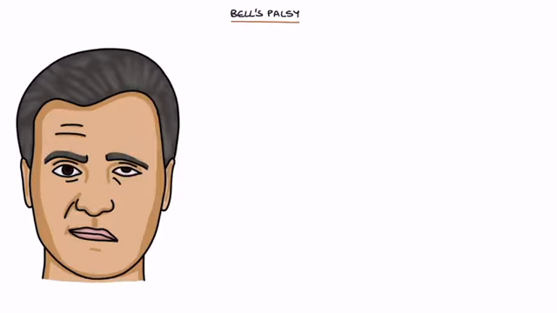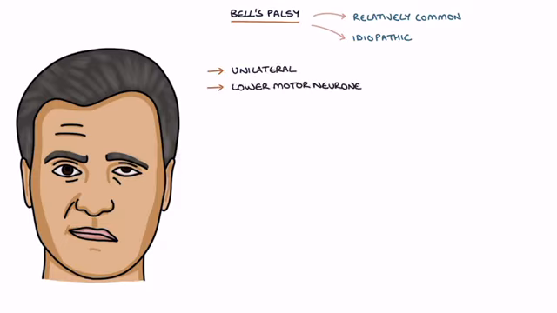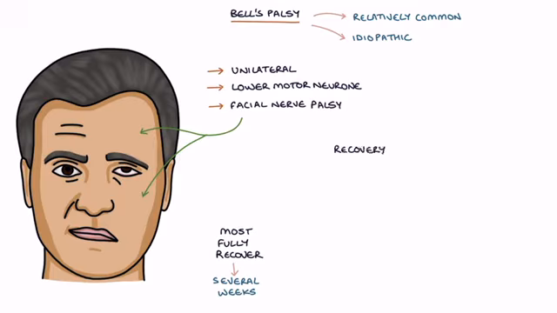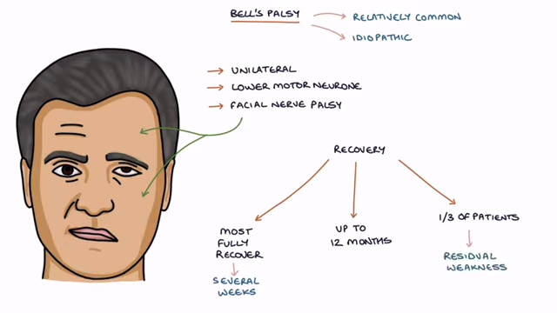Next, let's talk about Bell's palsy. Bell's palsy is a relatively common condition. It's idiopathic, meaning there's no apparent cause. It presents with a unilateral lower motor neurone facial nerve palsy. Most patients fully recover from a Bell's palsy over several weeks, but recovery may take up to 12 months. A third of patients are left with some residual weakness.